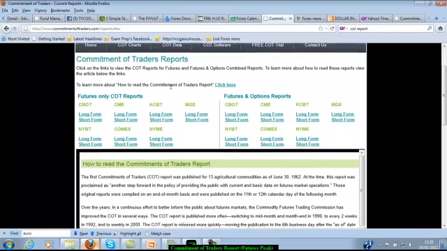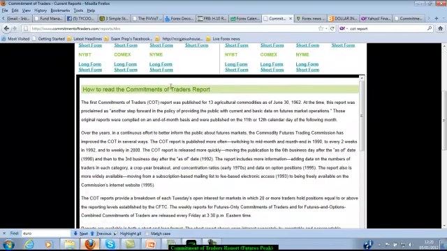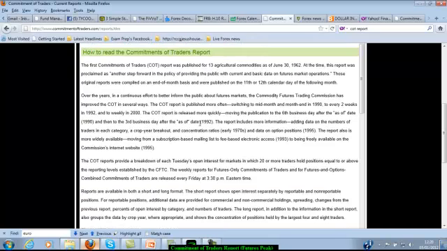Now, how to read the Commitments of Traders reports. How to read the Commitments of Traders reports. The Commodity Futures Trading Commission has improved the COT in several ways. The COT report is published more often, switching to mid-month and month-end in 1990, to every 2 weeks in 1992, and to weekly in the year 2000.